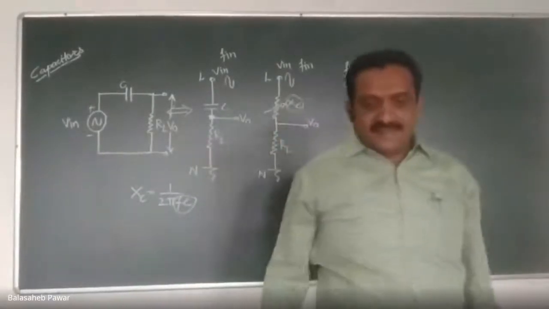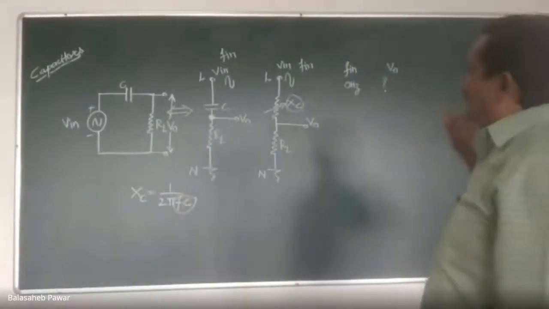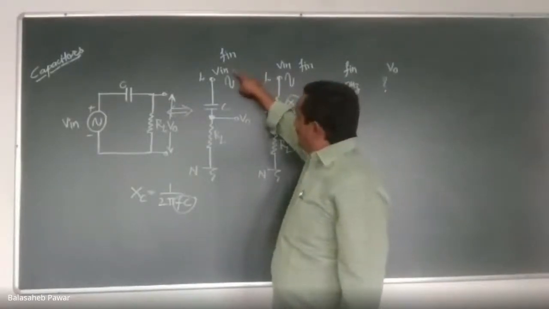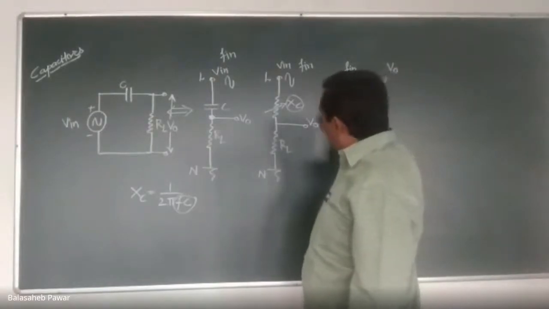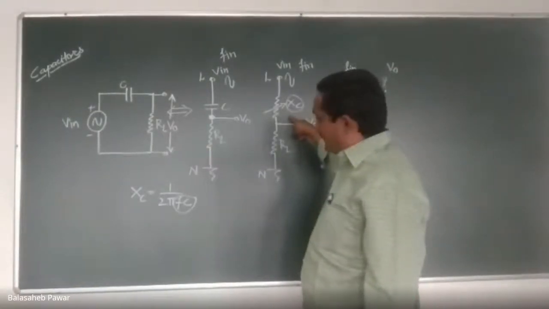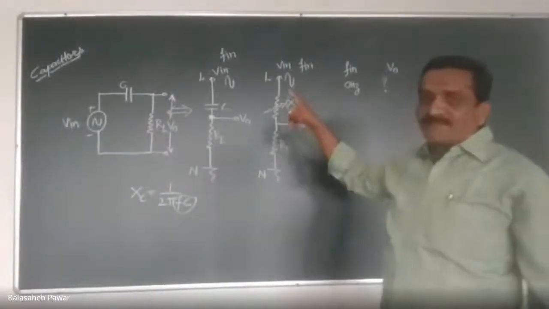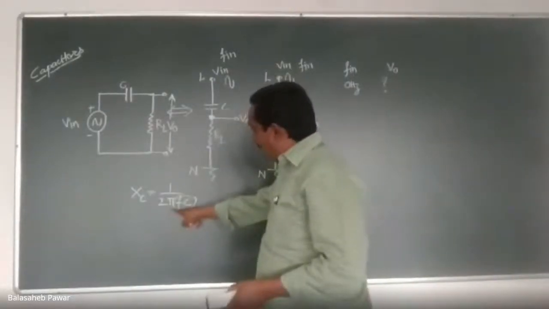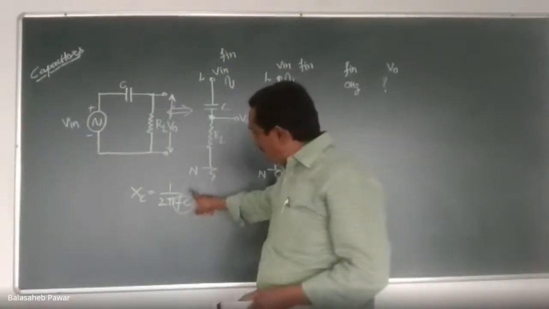If I adjust the input signal frequency of this input signal, that is V in, to 0 hertz, how much reactance will this capacitor offer? Infinite. Yes, correct. It will be infinite, because 1 upon 2 pi into 0, whatever the value of the capacitance of that capacitor. So this term will be infinite.